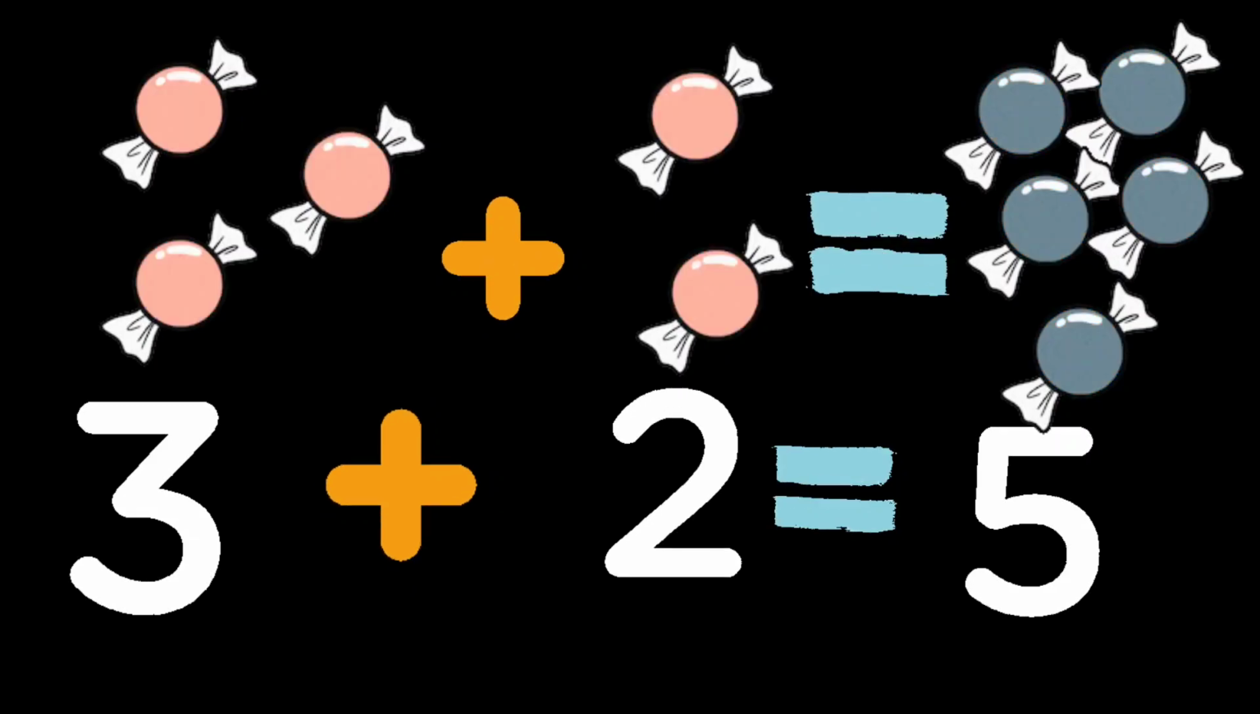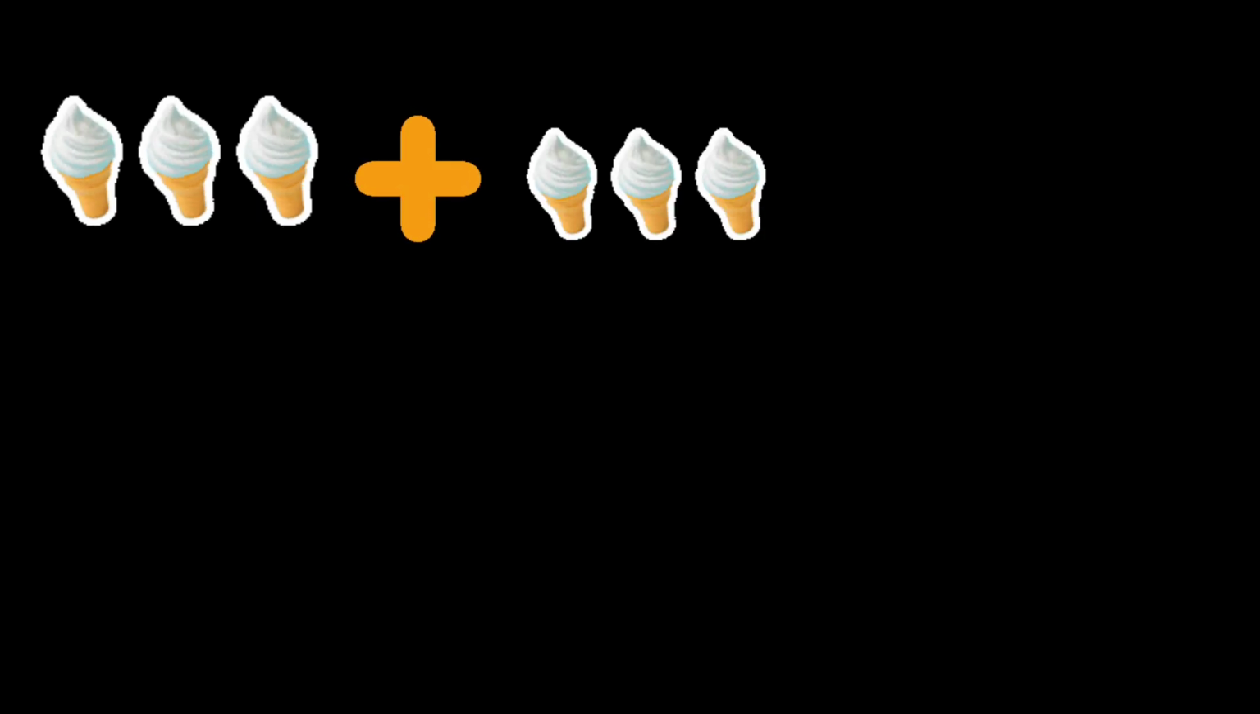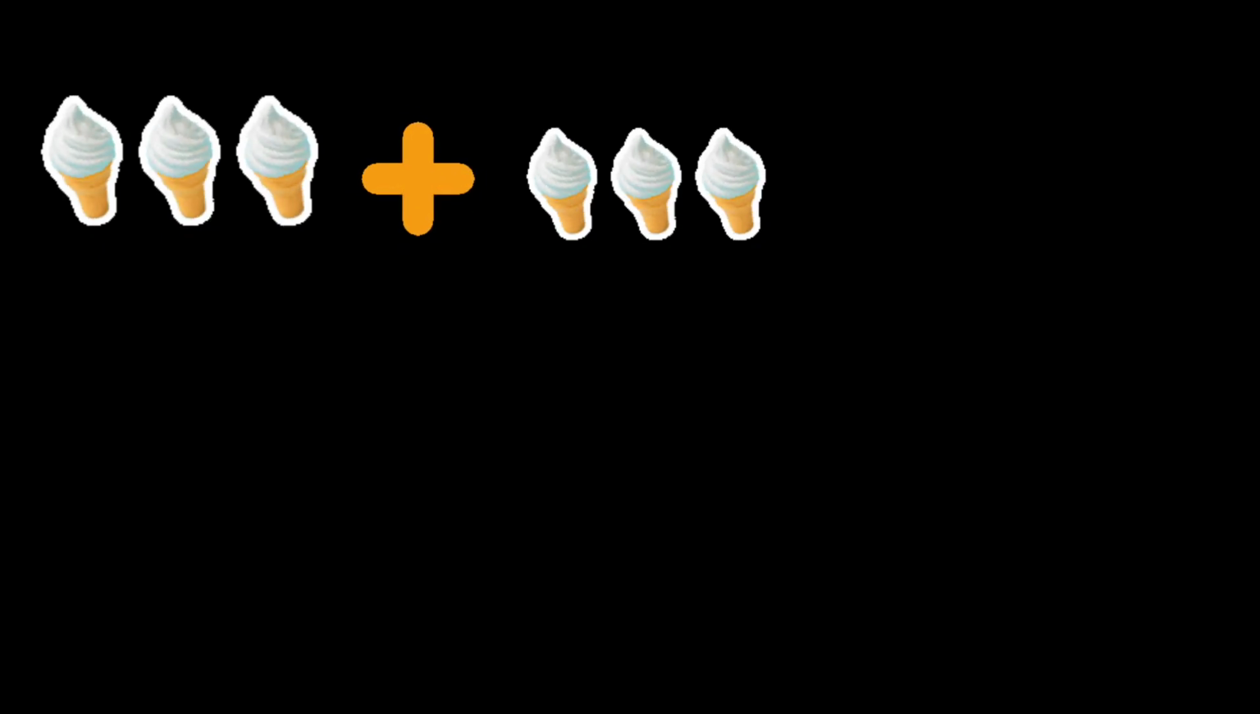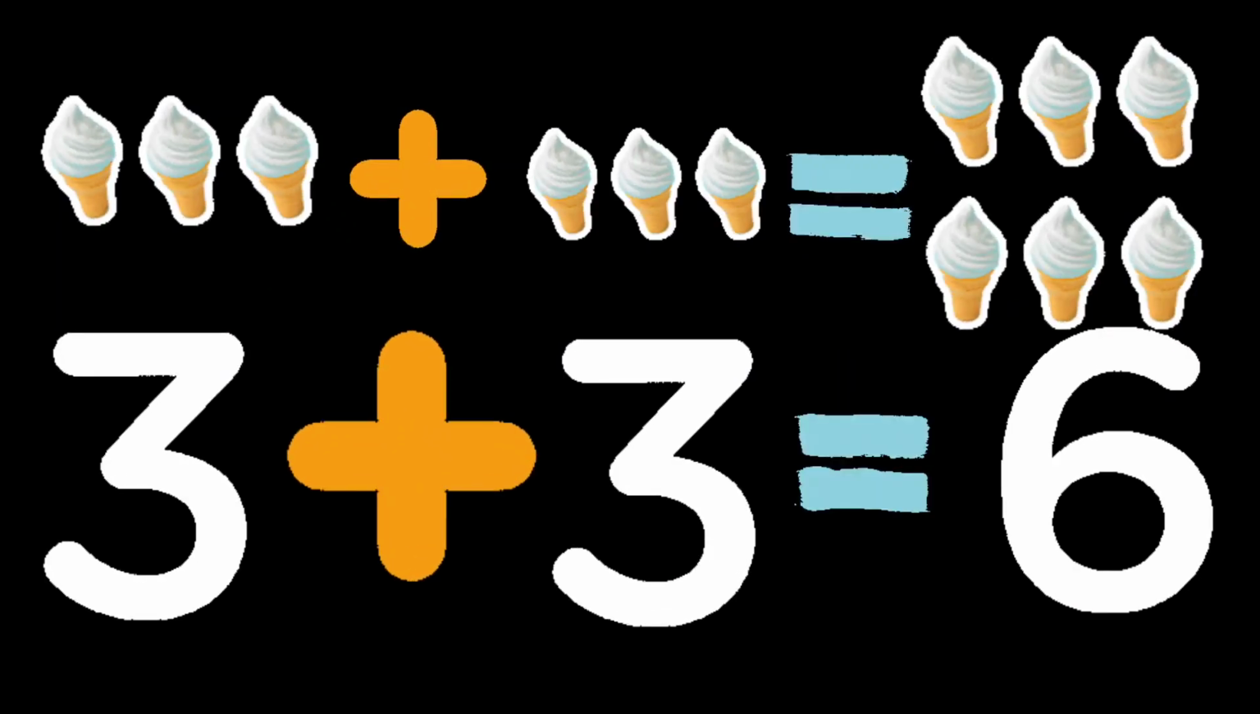Let's see the next example. Oh wow, ice creams. Suppose you have 3 ice creams with you and your mama gives you 3 more. Now count the ice creams and tell me how many ice creams do you have now? Yes, 6 ice creams. Very good.